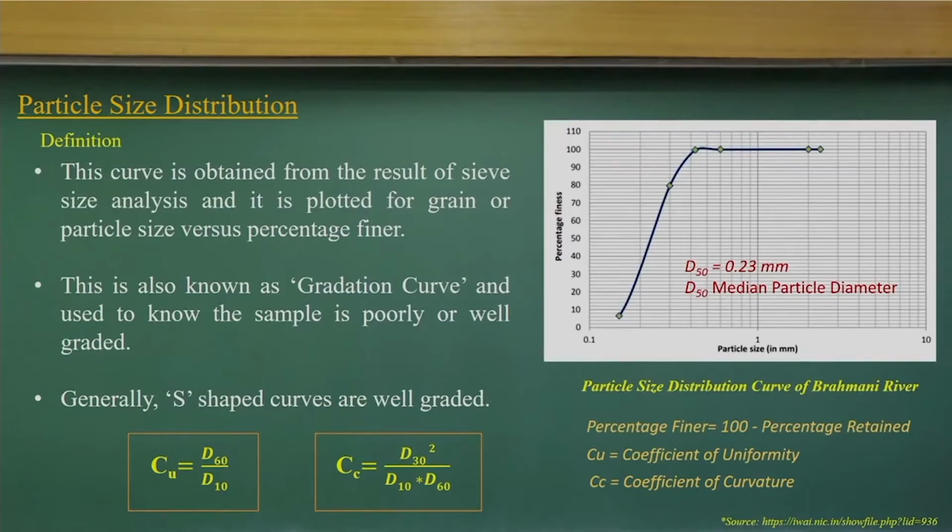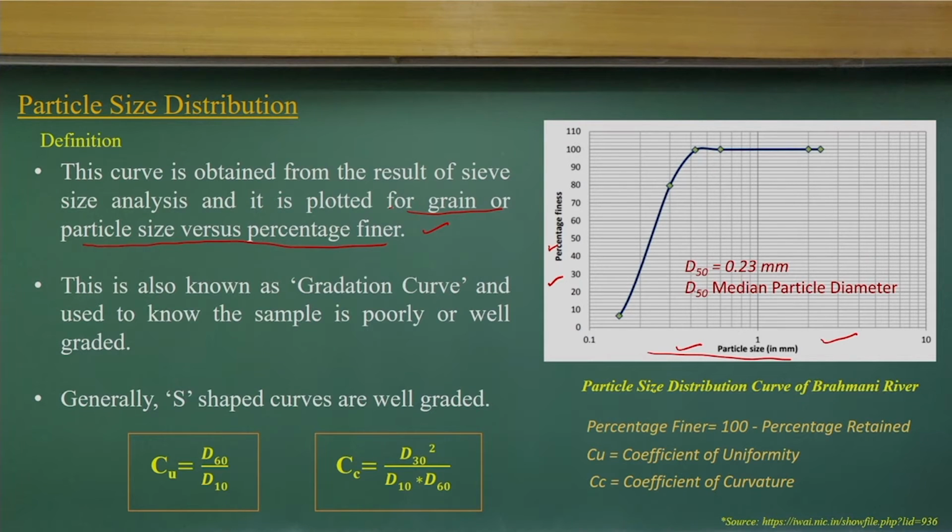So, we can get a particle size distribution curve of bed materials or the bank materials. Basically, it is the gradation curve, a plot of particle size versus percentage of finer. If you look at the x axis and y axis, the particle size is in logarithmic scale in millimeters, and you have the percentage of fineness. This much percentage of fineness passes through that size.